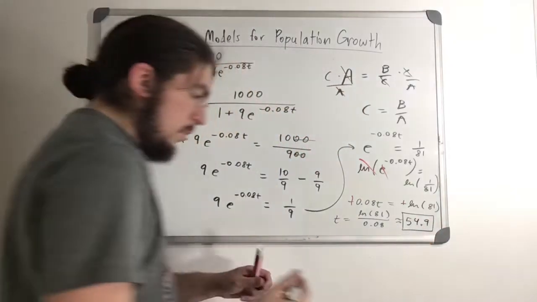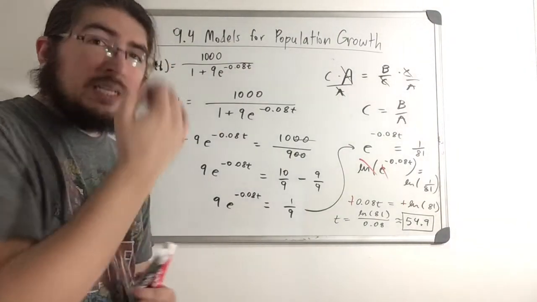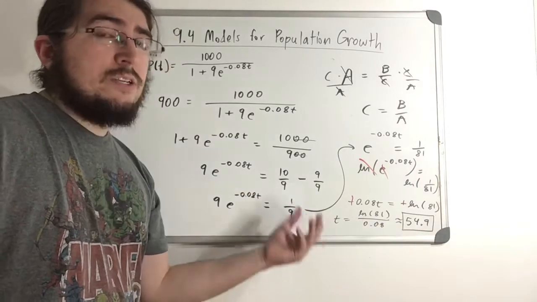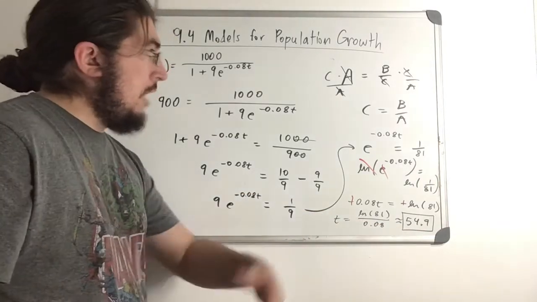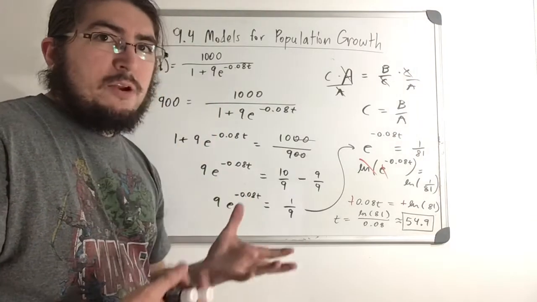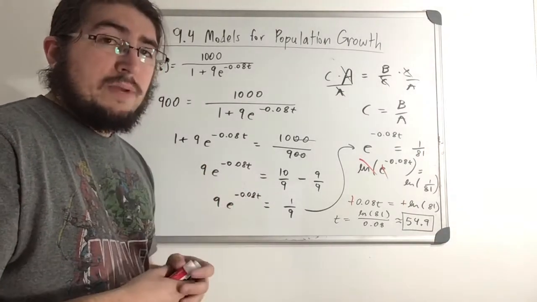So that's the time at which the population size reaches 900. Now what's interesting about this question is that there's no context at all. I don't know if this time is represented in years, hours, minutes, seconds. I don't know if the population size is people or bacteria or whatever the case may be. But in any event, that's how these things behave.